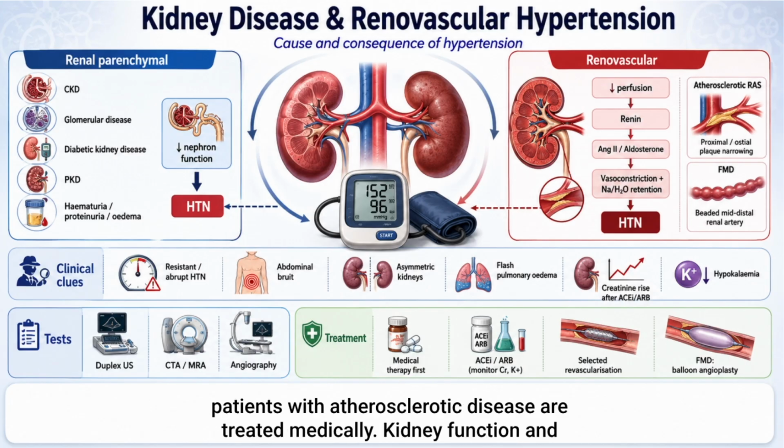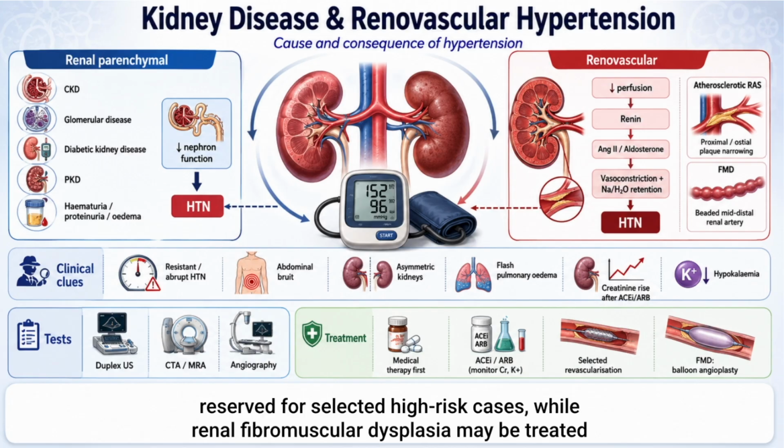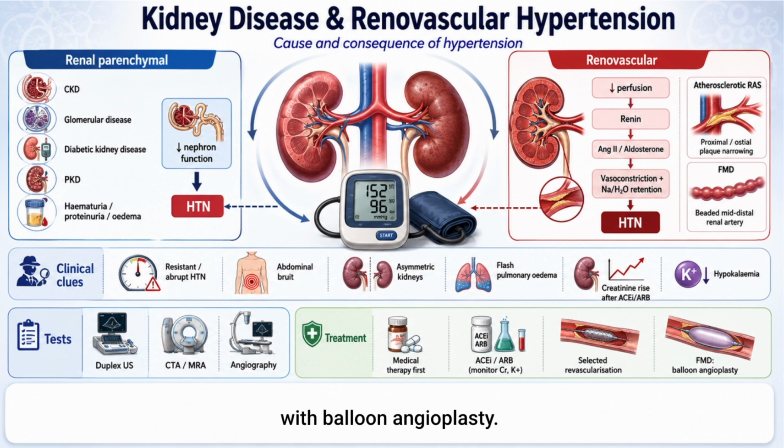Most patients with atherosclerotic disease are treated medically. Kidney function and potassium should be monitored with ACE inhibitors or ARBs. Revascularization is reserved for selected high-risk cases, while renal fibromuscular dysplasia may be treated with balloon angioplasty.